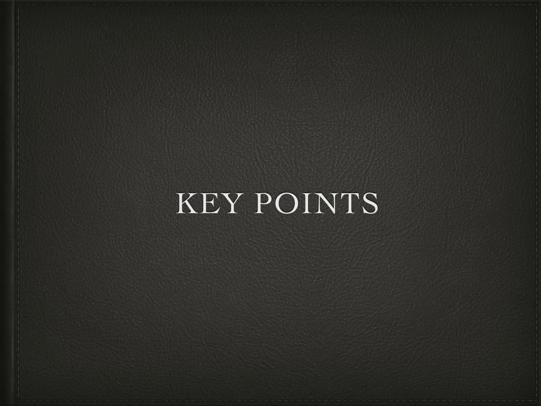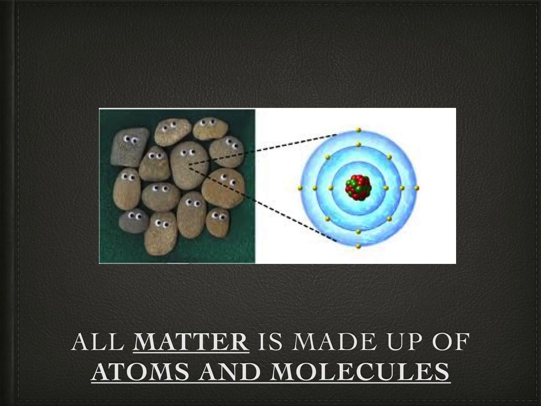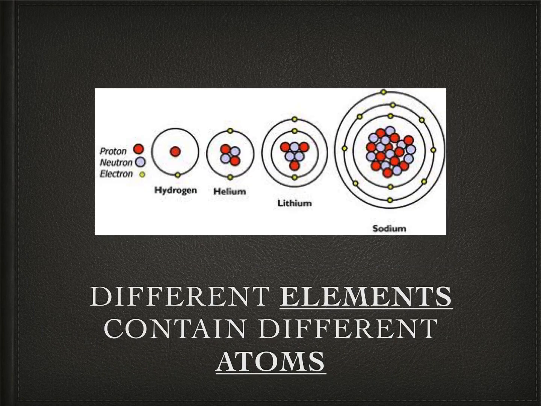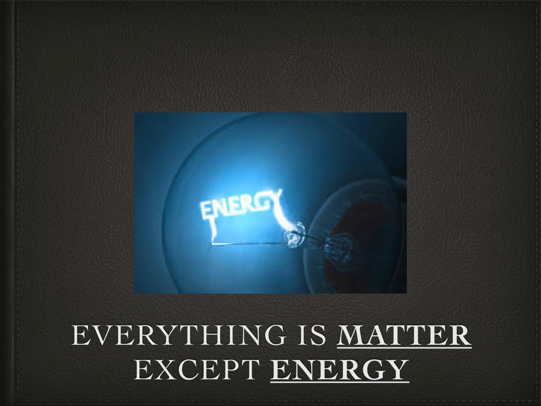And we're going to finish up with 3 key points. You need to know these key points because they kind of summarize Matter 1. The first one, all matter is made up of atoms and molecules. Not just atoms, because atoms have to come together to form something, and that would be molecules. Different elements contain different atoms. I have pictures of 4 different elements in cartoon form right there, showing you how they're each unique in their own way. And the last but not least, everything is matter except for energy.